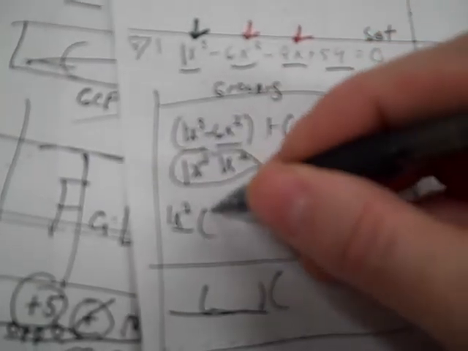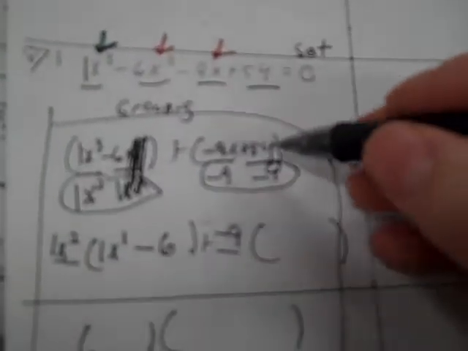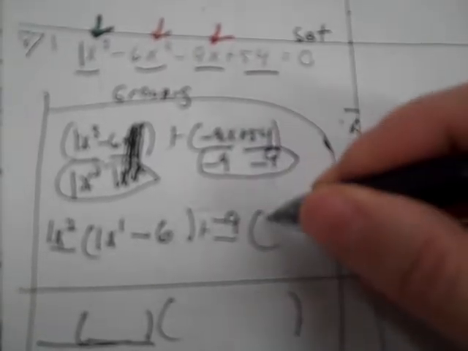Now I execute my division. So 1 divided by 1 is 1. Then for x, we take 3 minus 2, and that's 1. So x to the 1. Negative 6 divided by 1. Remember, that's a negative 6 is negative 6. So I put minus 6. And these have the same powers, so they're gone. Now, negative 9 divided by negative 9 is positive 1. There's an x. And then I take positive 54 divided by negative 9, and that's negative 6.